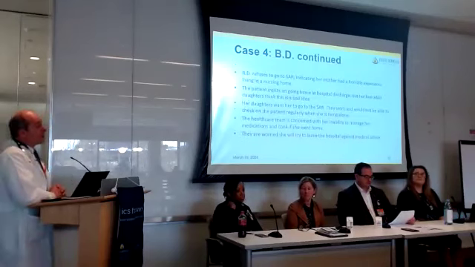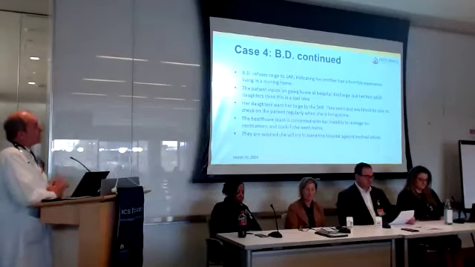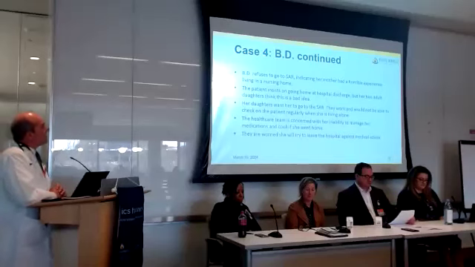BD refuses to go to subacute rehab, indicating that her mother had a horrible experience when she lived in a nursing home at the end of her life. So the patient insists on going home. Her two adult daughters in this case think that this is a bad idea. Her daughters think it's appropriate for her to go to subacute rehab.